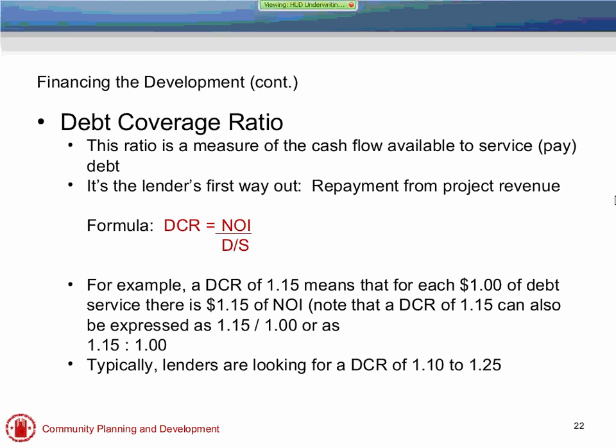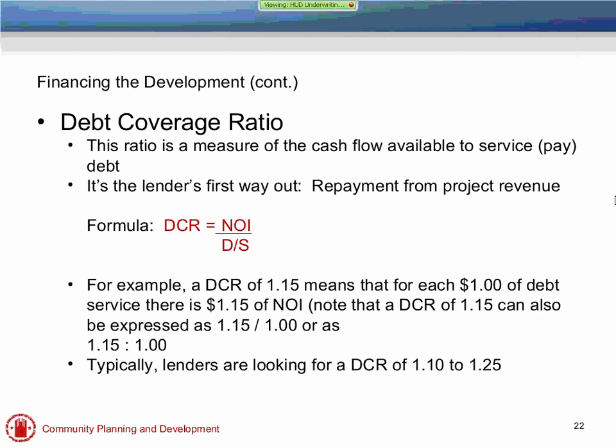So what you're really saying is that the lender expects there to be about 15% more income than is going to be required to repay the loan. The reason lenders care about that is that additional 15 cents is margin for error. Lenders know that bad things can happen. Vacancies can go up. Expenses can go up. So every lender wants to see some margin for error, and one of the ways they create it is through the debt coverage ratio.